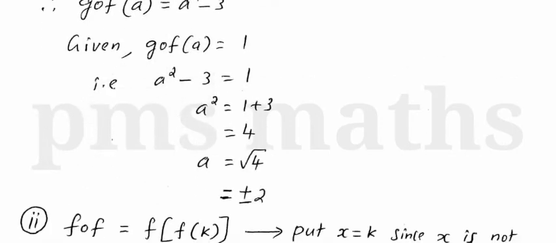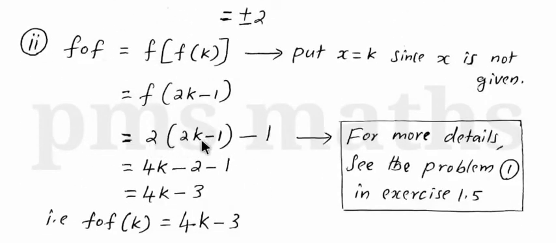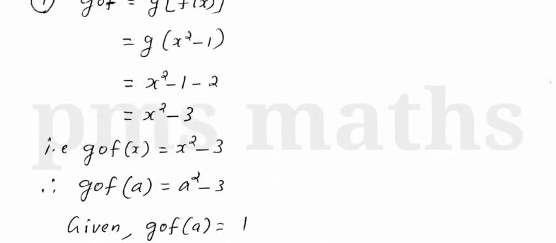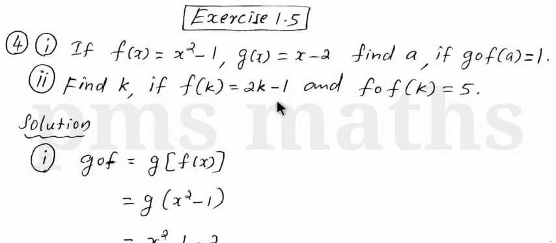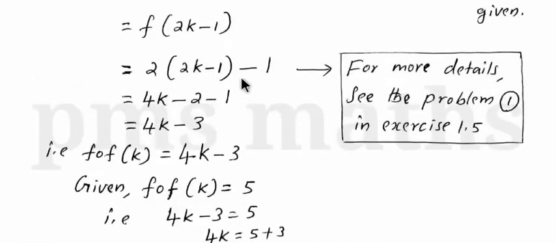Therefore 2k minus 1 can be substituted here instead of this k. Therefore 2 into 2k minus 1. Then write this minus 1. Then simplify. 2 into 2k, 4k. Then 2 into minus 1, minus 2. Then put this minus 1. Then simplify. 4k here, minus 2, minus 1, minus 3. Here, for more details, see the problem 1 in exercise 1.5.